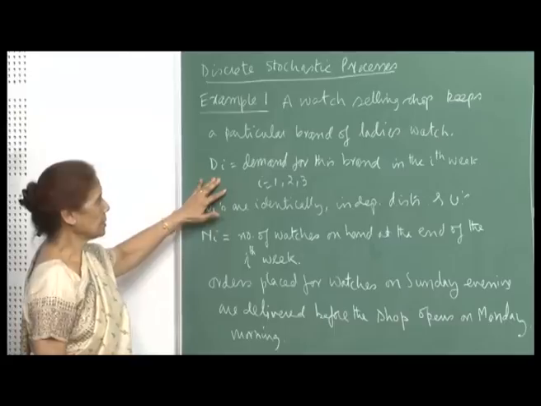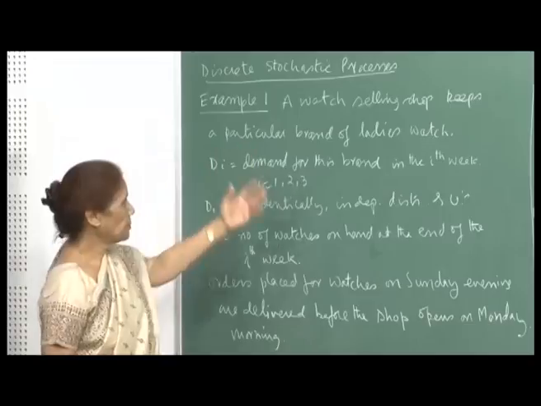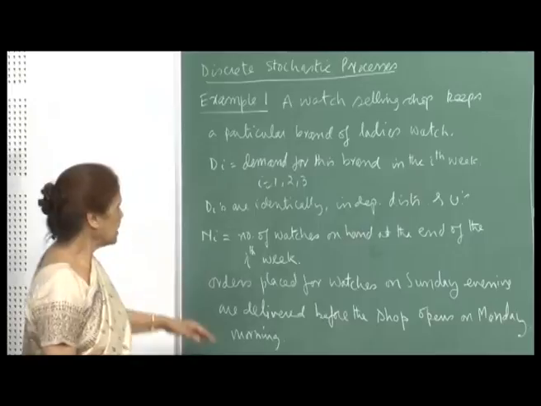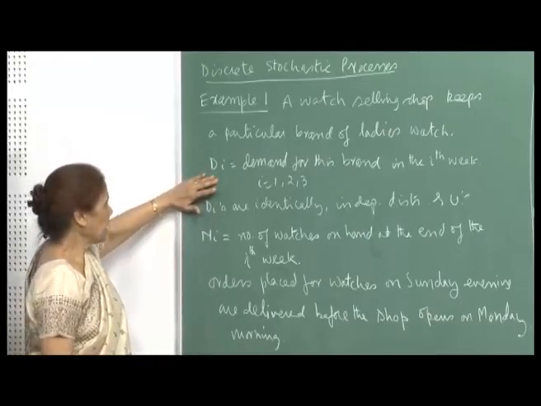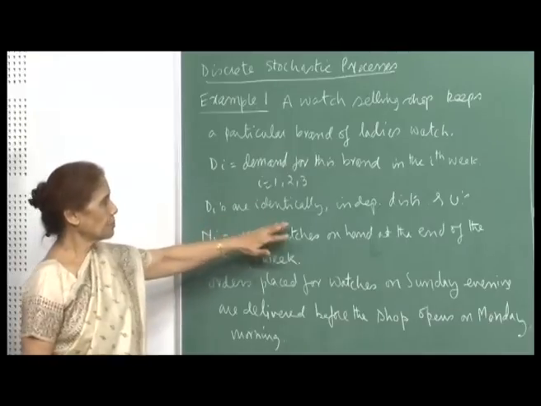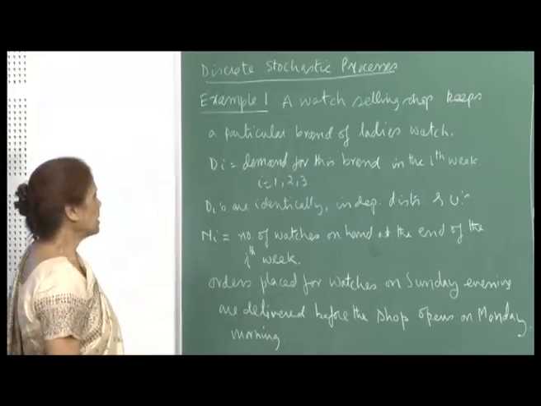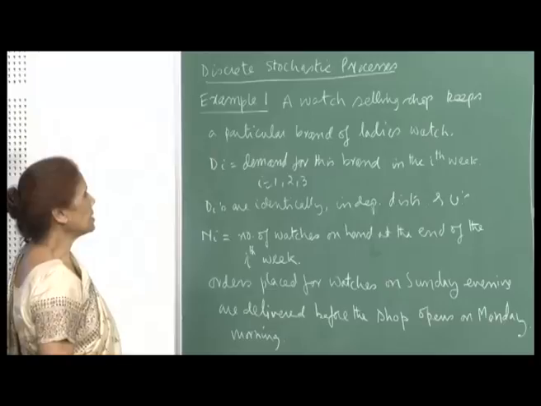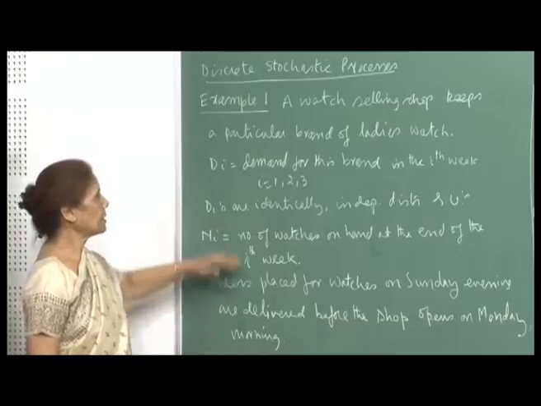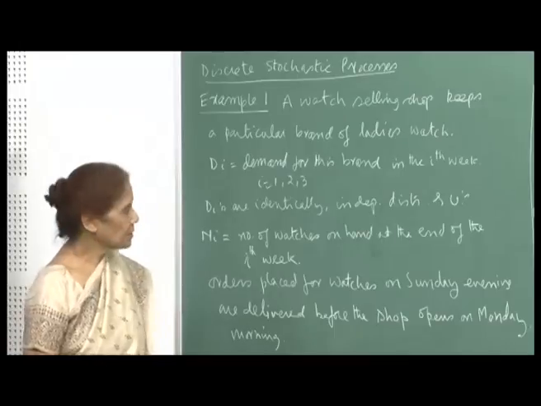These Dis are random variables, because the demands are not a certain commodity, because otherwise the shopkeeper's job will be very easy. So, here Dis are random variables, and they are identically independently distributed random variables. So, this one simplification has been added here. The Dis are not known, they are not certain events, but they have the same distribution and are independent. So, that means the demand in the first week is independent of the demand in the second week and independent of the demand in the third week.